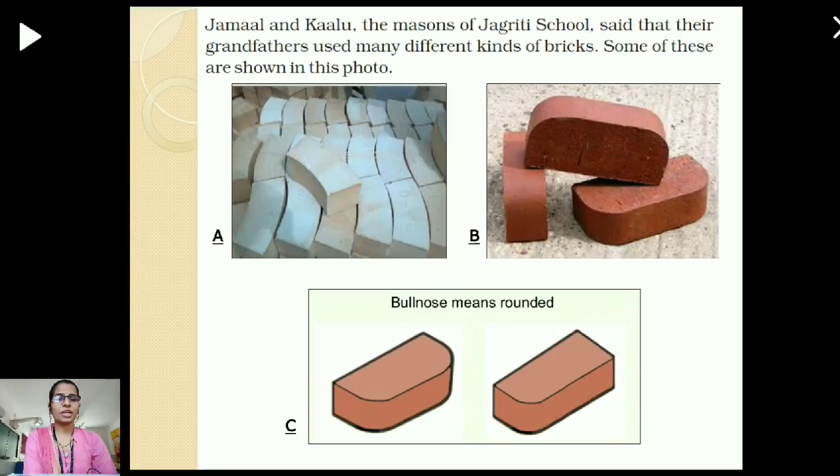Like the first picture, A, is showing a curved brick. Can you see the curved brick? It's a little bit bended brick. How do we make those bricks? We will also see the procedure. It depends upon the shape, right? See the second picture, B1, where two edges are curved. So you can say a curved brick, right?